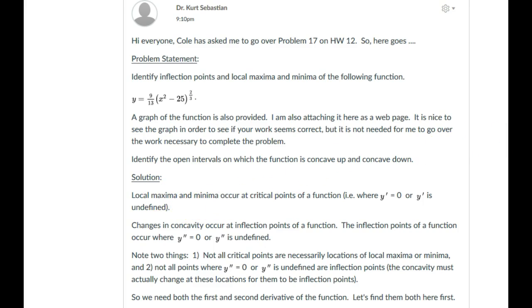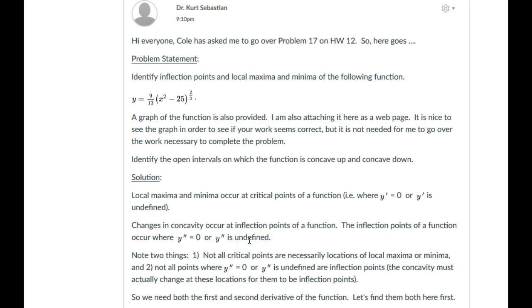Okay, so here's the solution. We want to go over this. Local maxima and minima occur at critical points of a function, right? Hopefully everybody's comfortable with that. The critical point is either where the first derivative is 0 or the first derivative is undefined. And we also hopefully are getting comfortable with changes in concavity occurring at inflection points of a function. Where a change of concavity occurs, that is called an inflection point. And inflection points occur where either the second derivative is 0 or the second derivative is undefined.